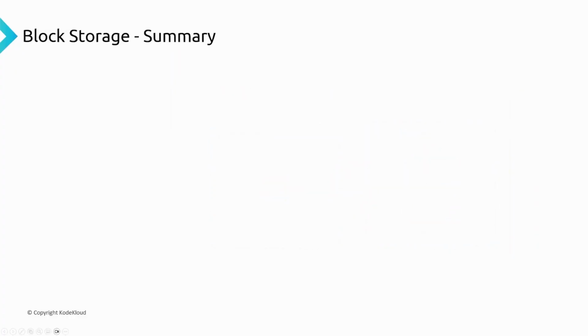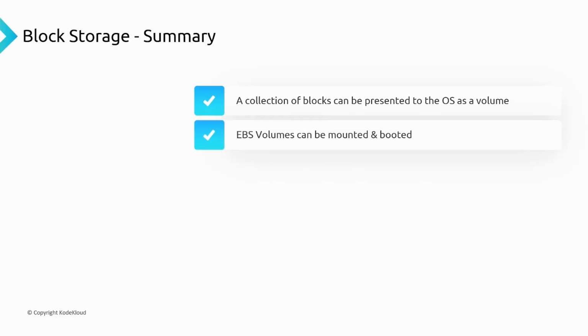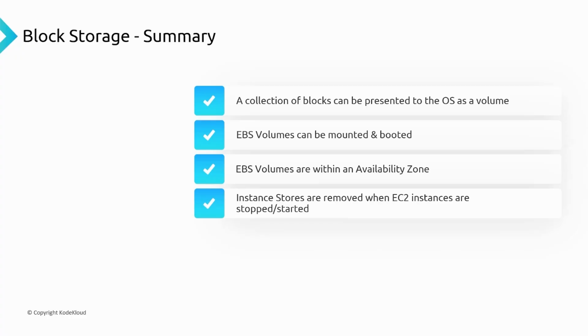So let's summarize what we learned about block storage. Block storage is a collection of blocks that can be presented to the OS as a volume. They can be mounted or booted. EBS volumes are within a single availability zone, so you can't have an EC2 instance connected to an EBS volume in a separate availability zone. And instance stores are temporary block storage that's removed when EC2 instances are stopped and started.